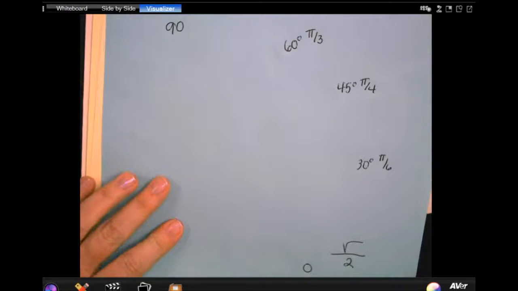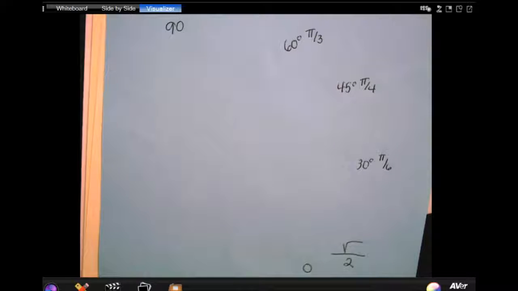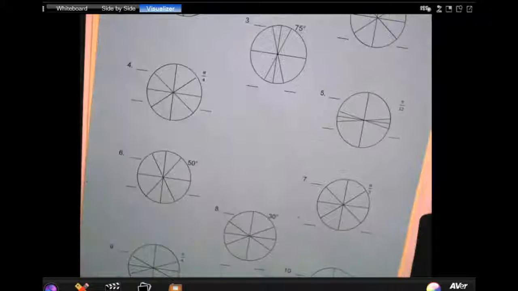So on your test on Friday, there is a whole problem where you have to fill in the whole first quadrant, and it'll all be blank, and you'll have to do that. All right.